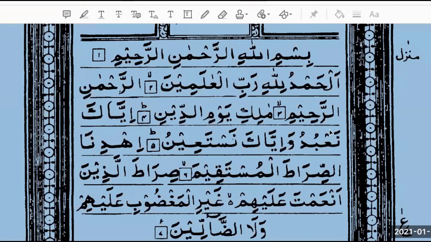Alhamdulillahi Rabbil Alameen. Ar-Rahmanir Rahim. Maliki Yawmiddin. Iyyaka na'budu wa iyyaka nasta'in. Da, a little bit longer. It should not be more than 1 second. Okay. Iyyaka na'budu wa iyyaka nasta'in.